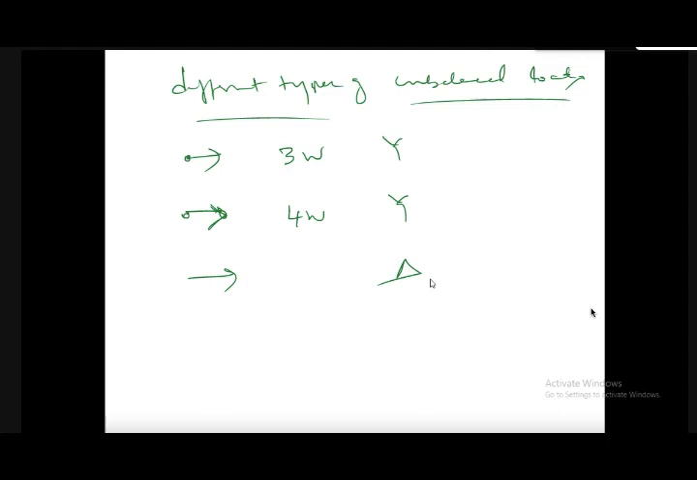The unbalanced loads can be classified into three types: 3-wire star connection, 4-wire star connection, and delta connection. In the 3-wire star connection, you will not have a neutral. In the 4-wire star connection, you will have a neutral. If you want a neutral in a three-phase system, you have to go for a star grounded system. Star grounded means you will have a ground wire or neutral wire. In the delta connection, you will not have a neutral connection. Clear?